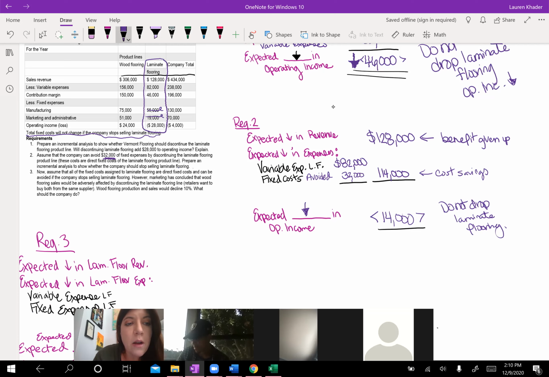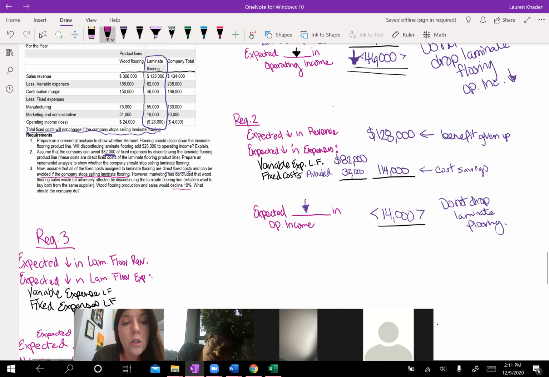For the last part, now assume that all of the fixed costs assigned to laminate flooring are direct fixed costs. So now I can erase that because that's a direct cost and can be avoided if the company stops selling laminate flooring. However, marketing has concluded that wood flooring sales would be adversely affected by discontinuing the laminate flooring line. Retailers want to buy both from the same supplier. Wood flooring production and sales would decline 10%. What should the company do?